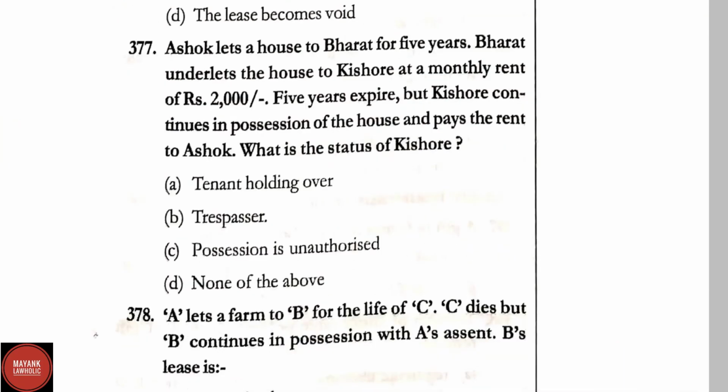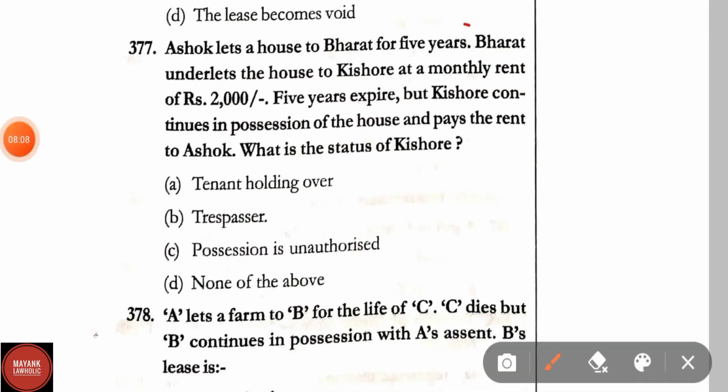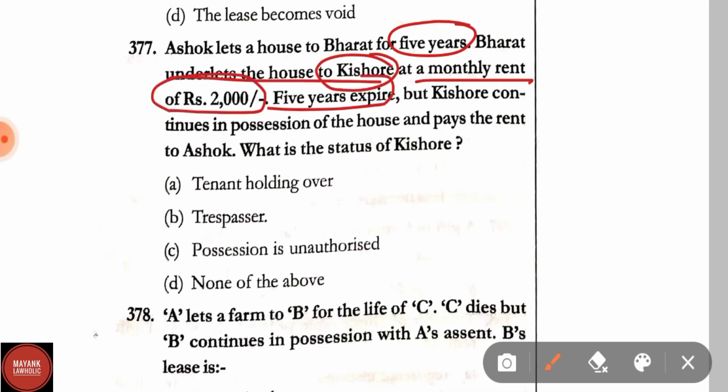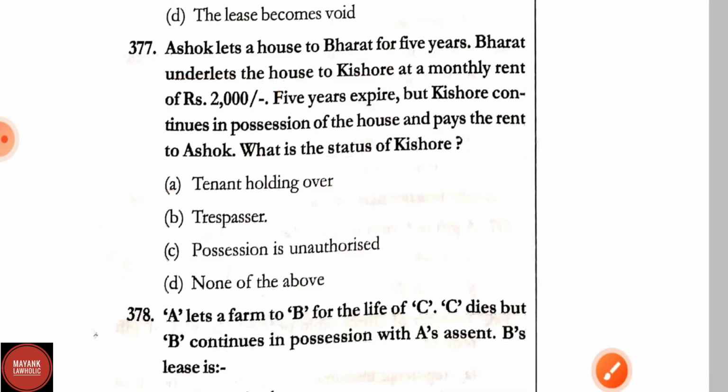Question number 377. Ashok lets a house to Bharat for 5 years. Bharat underlets the house to Kishore at a monthly rent of ₹2000. 5 years expire, but Kishore continues in the possession of the house and pays the rent to Ashok. What is the status of Kishore? Here correct answer is option A, that is tenant holding over.